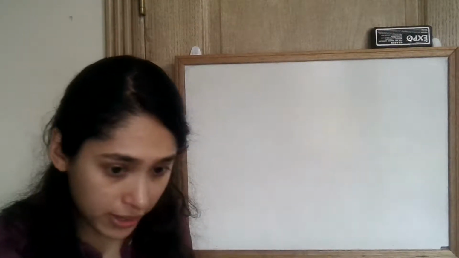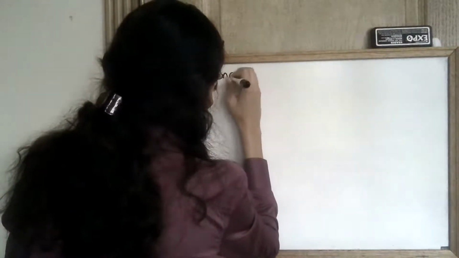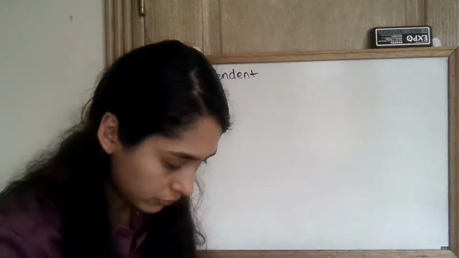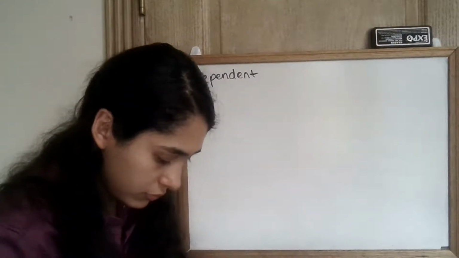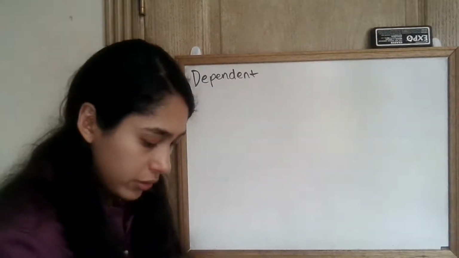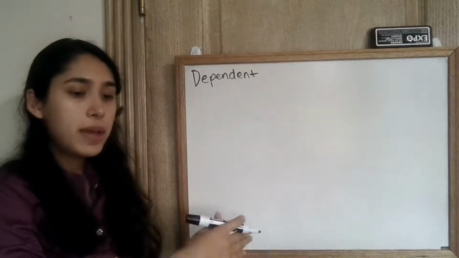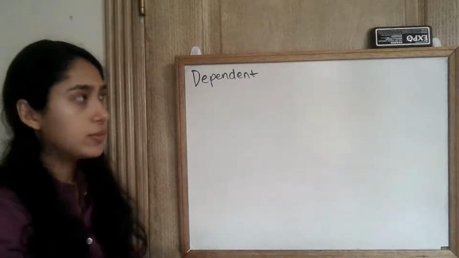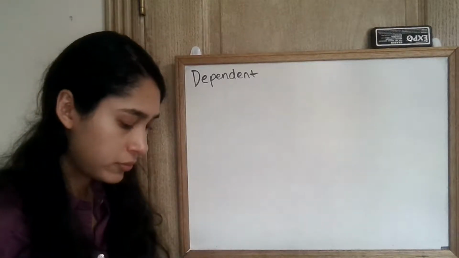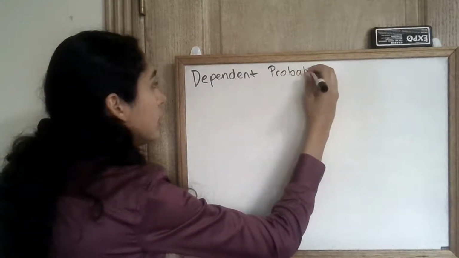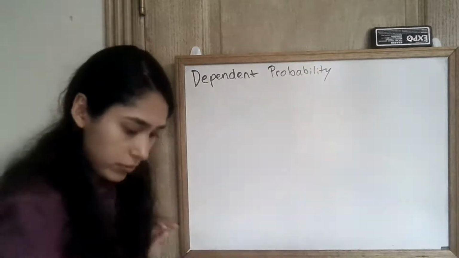Now we're going to talk about dependent and independent probability. And it's just like what the name entails. So here with dependent probability, the next occurrence depends on what happened. So let's go through a scenario. Dependent probability, right?